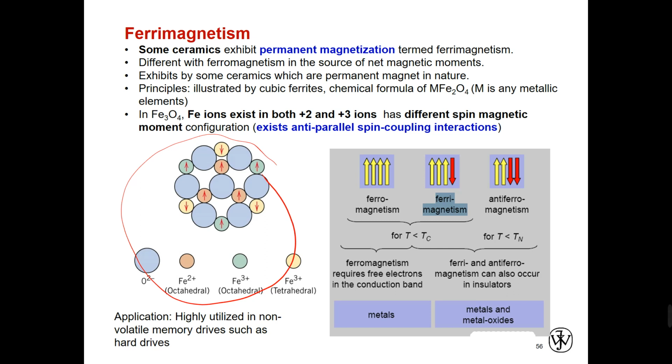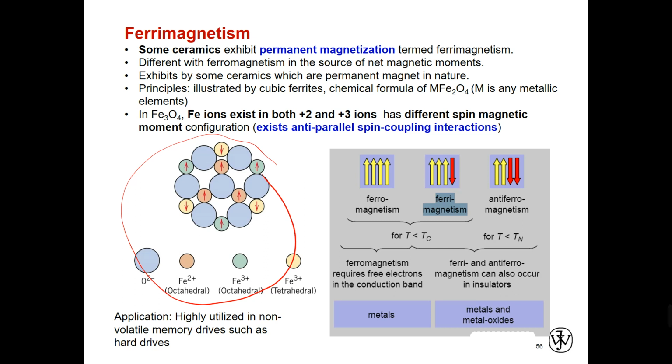Fe3O4 is a magnetite. Fe, or iron, ions exist in both +2 and +3 ions. We know about that. And it has a different spin magnetic moment configuration, existing as anti-parallel spin coupling interactions. So we know that sometimes it can be ferromagnetism, sometimes ferrimagnetism, and sometimes anti-ferromagnetism, depending on the condition of the matching metallic elements, as well as the temperature behavior or any experimental condition.